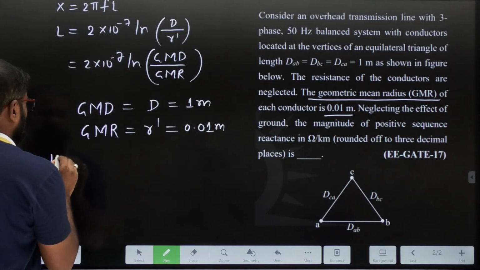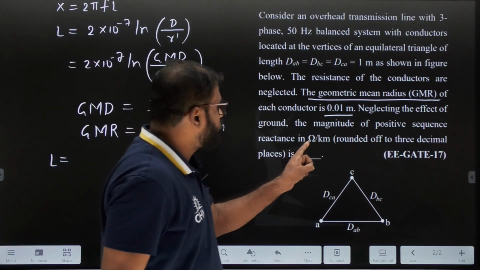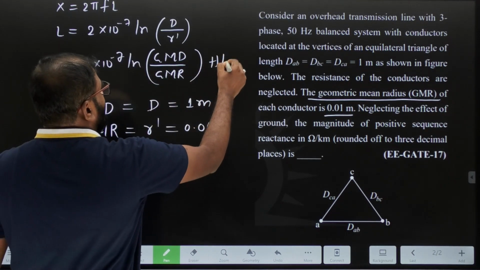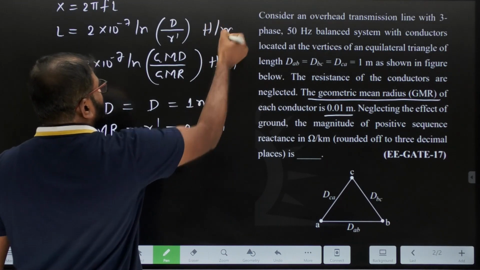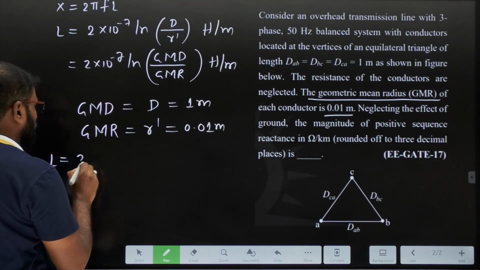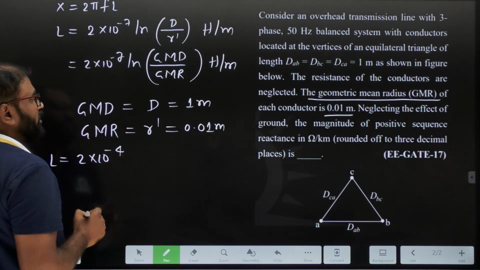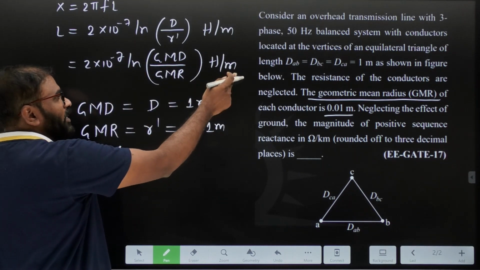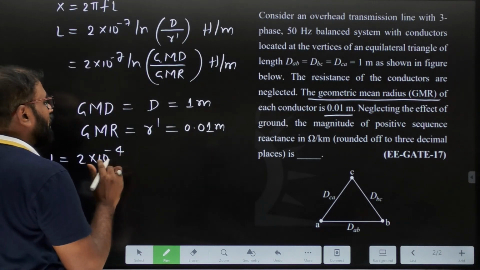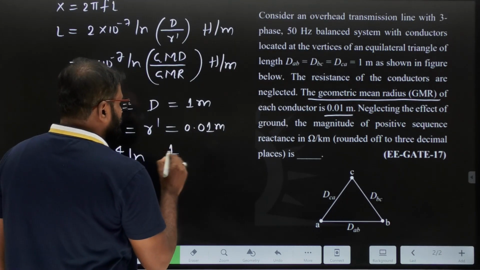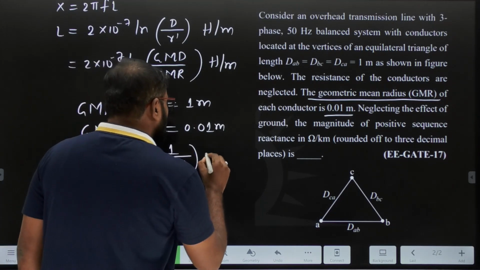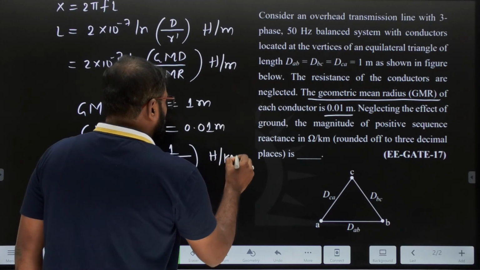Now let's substitute, and it is asking to calculate in ohms per kilometer. Better to calculate the inductance also in Henry per kilometer. Actually, the formula gives Henry per meter. But if you want Henry per kilometer, better to write here 10 power minus 4. Because 10 power minus 3 coming to the denominator becomes 10 power 3 meters, that becomes kilometers. So directly whatever answer I get by substituting here is in Henry per kilometer. Clear?